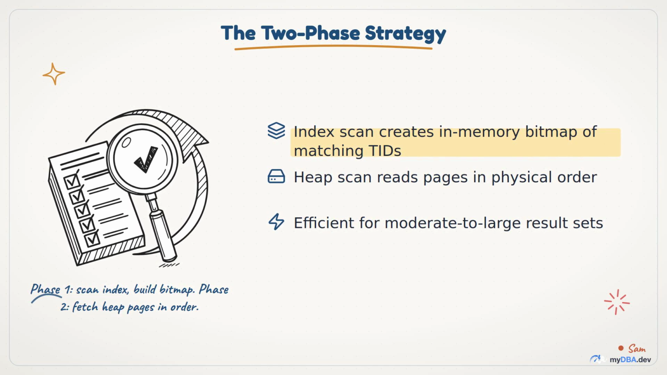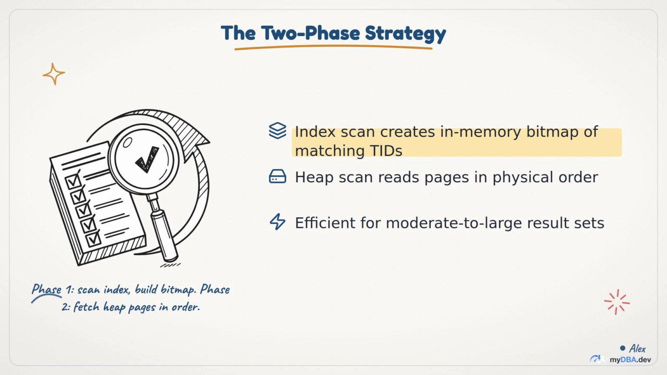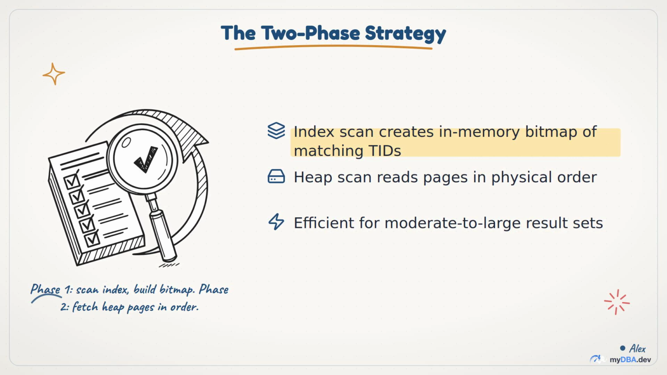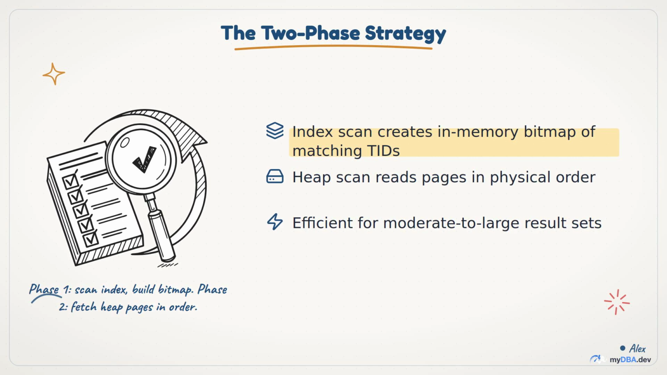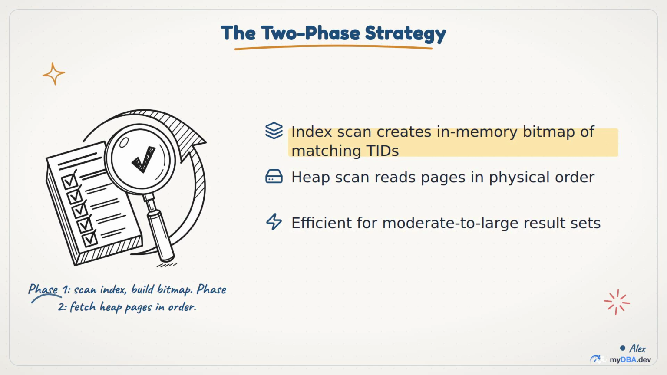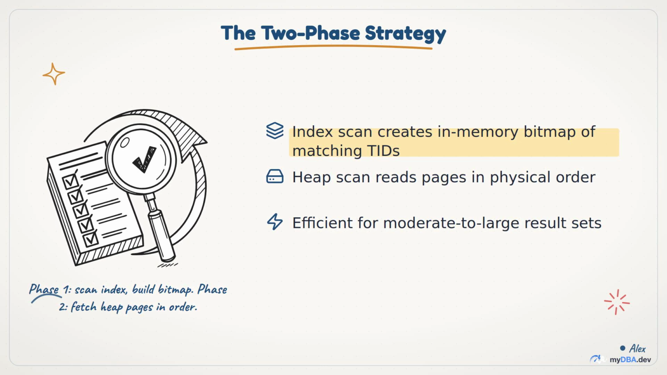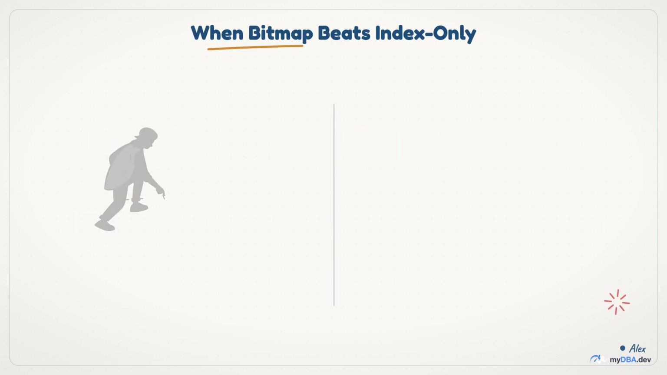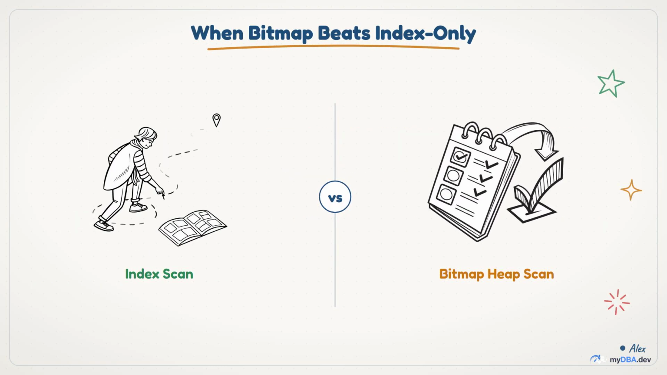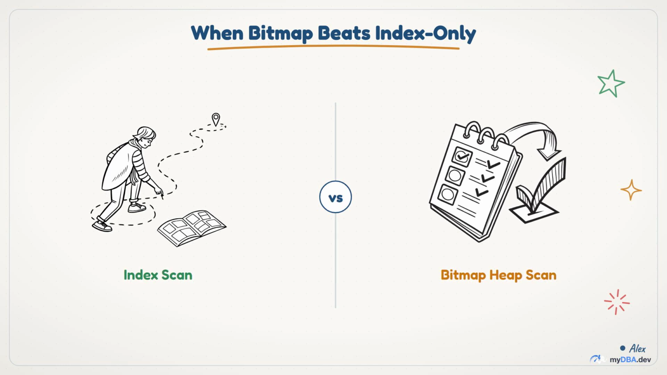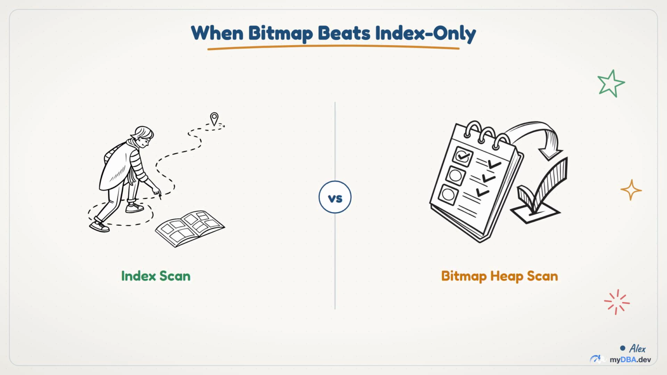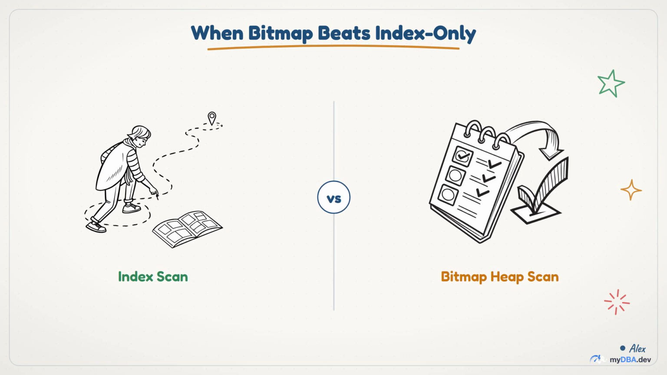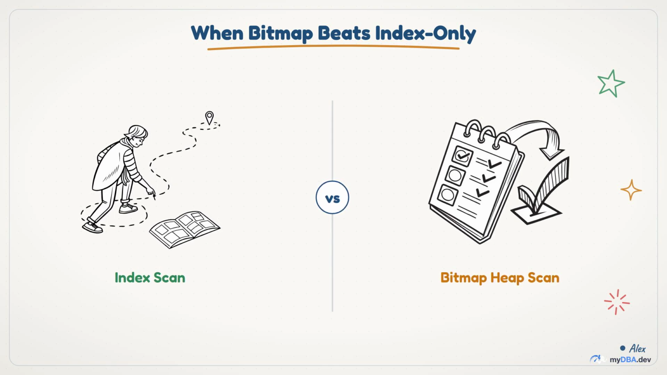Seems like more work. Because when you need hundreds or thousands of rows scattered across many pages, reading them in physical disk order is way faster than jumping around the heap following index pointers. You avoid visiting the same page multiple times. That random I/O adds up fast. An index scan follows pointers one tuple at a time, potentially visiting the same heap page over and over. A bitmap heap scan sorts the TIDs, then reads each page exactly once.